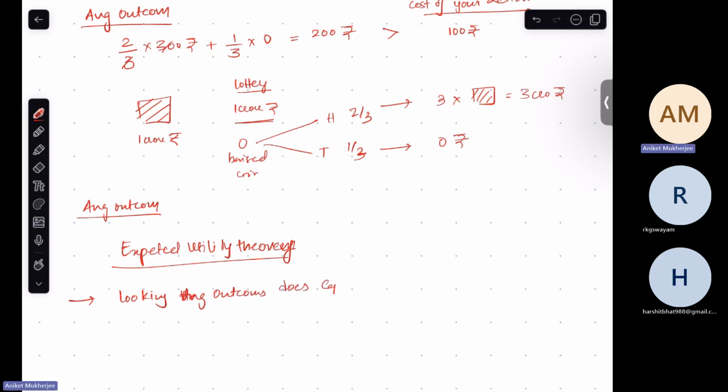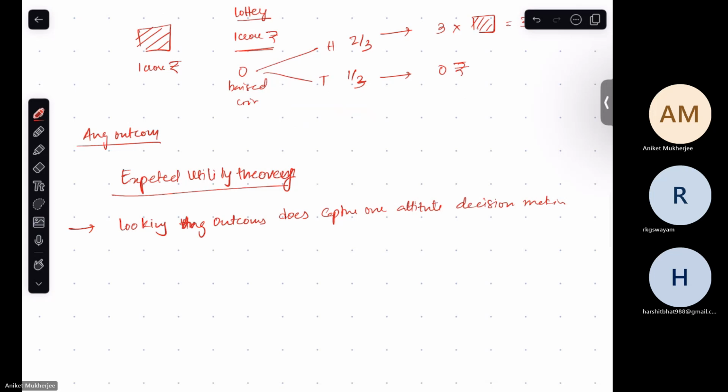does not capture our attitude in decision making, right? So we want a way to compare two different lotteries. So when I say compare two different lotteries, I mean compare two different distributions.